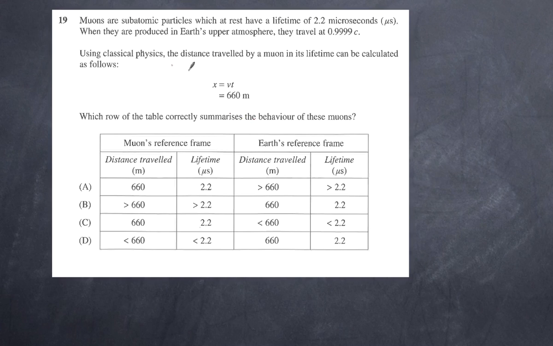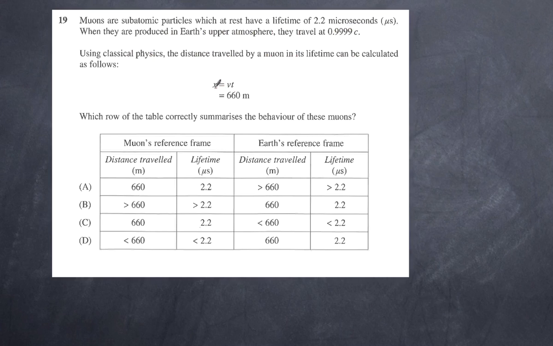Question 19, and this is a bit more challenging question. You really have to think about this. Muons are subatomic particles which have at rest a half-life of 2.2 microseconds. When they are produced in Earth's atmosphere, they travel at 0.9999 c. Using classical physics, the distance travelled by the muon in its lifetime can be calculated.